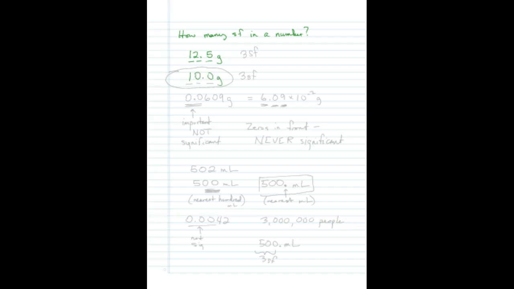10.0 grams would be the same thing. We measured it to the nearest 10 grams, we measured it to the nearest gram, and we measured it to the nearest tenth of a gram. All three of those are significant. So we can say we have 3 sig figs in both of those measurements.